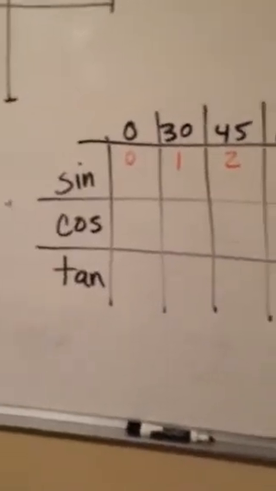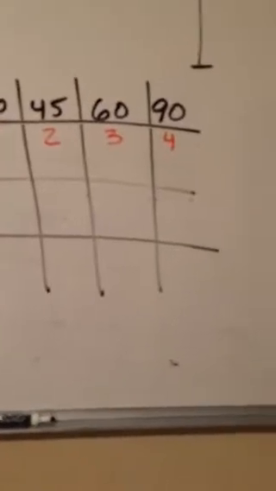So of course, starting with sine, we've got 0, 1, 2, 3, 4. Now here comes the crazy part. We're going to take the square root of each. Wait a minute, not just take the square root. Take the square root and divide the whole thing by 2. Square root 0 over 2. Square root 1 over 2. Square root 2 over 2. Square root 3 over 2. Square root 4 over 2.